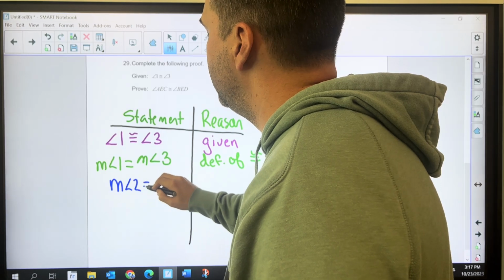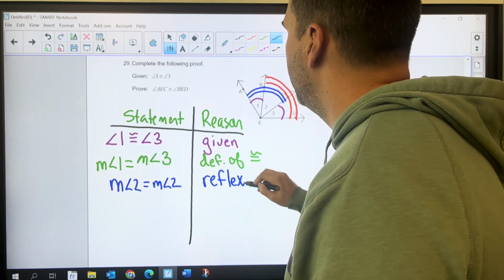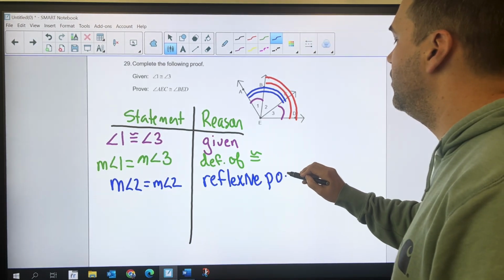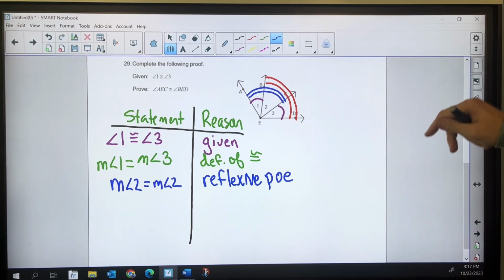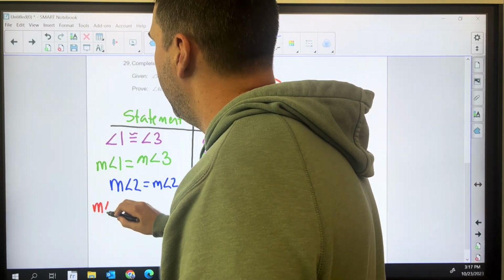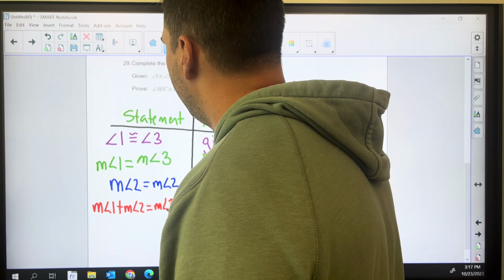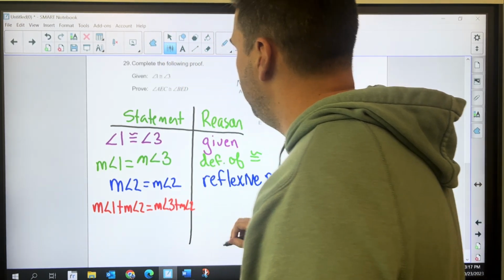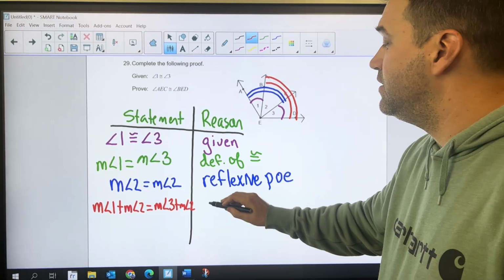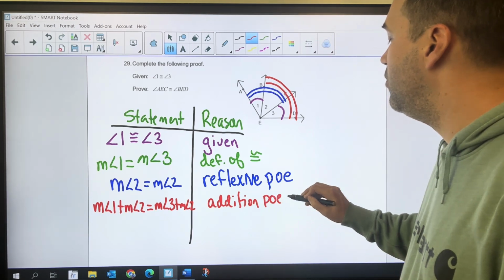Measure of angle 2 is equal to the measure of angle 2, and that is the reflexive property of equality. Now, I can add that angle 2 to both 1 and 3. I can do that because of the addition property of equality. So we've got the measure of angle 1 plus the measure of angle 2 is equal to the measure of angle 3 plus the measure of angle 2. Barely fit that in there. And that is the addition property of equality.